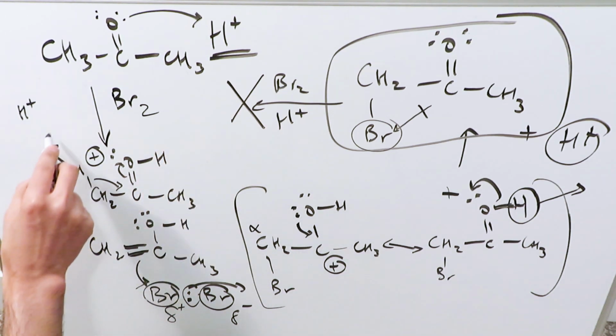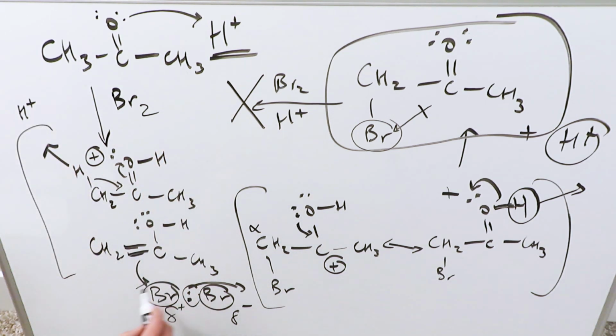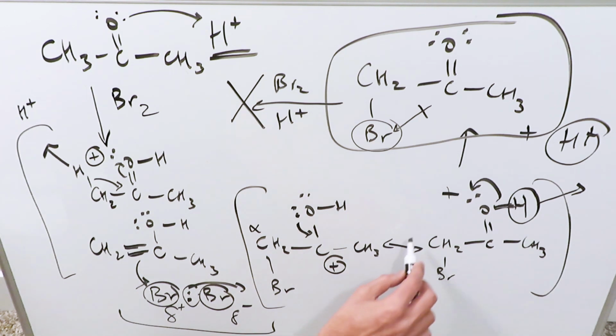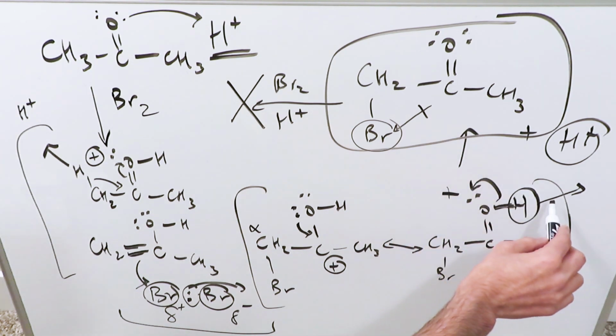Remember again, here's your enolization steps. Here is your bromine attack step, and then right here is your deprotonation step right over here, as you can see.